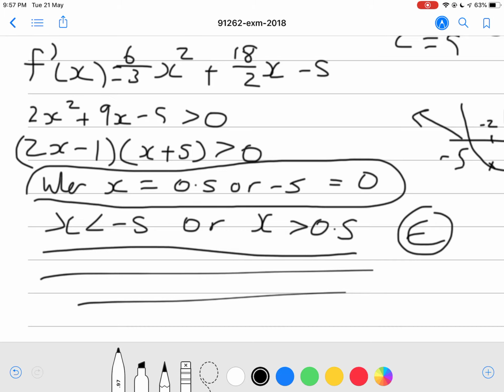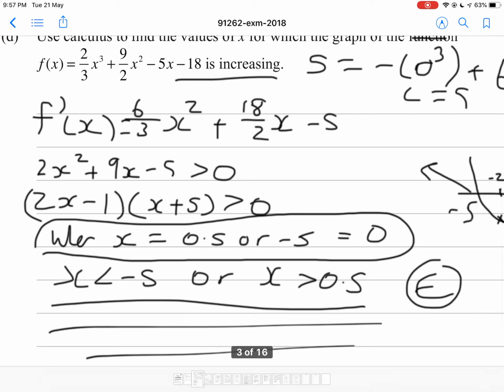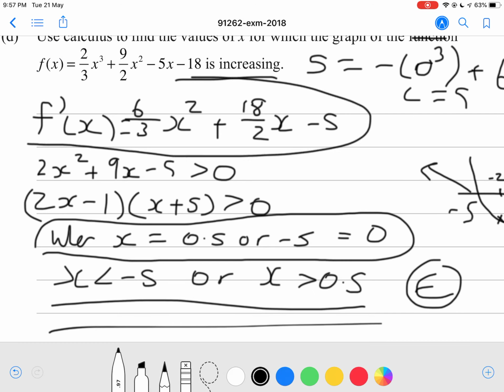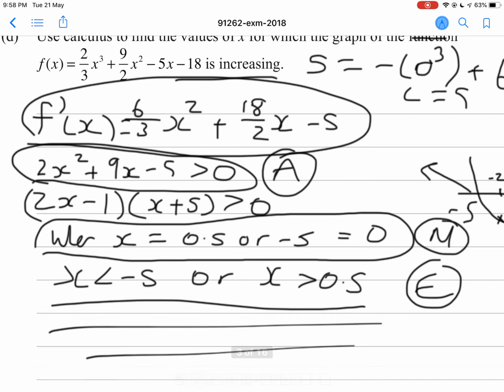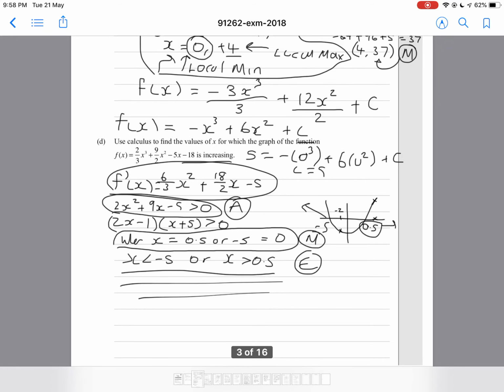To get achieved grade, you're finding the derivative. So you're going to find f dash of x, so that's here. And you're going to say that's more than 0. That's going to get you an achieved grade. So an achieved grade for here and a merit grade for here, and the excellence grade if you can go all the way down and finish the problem.